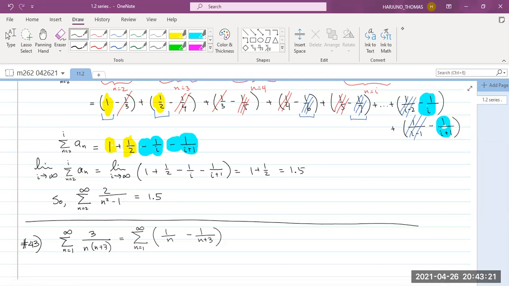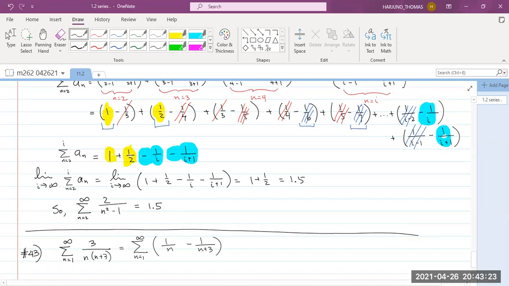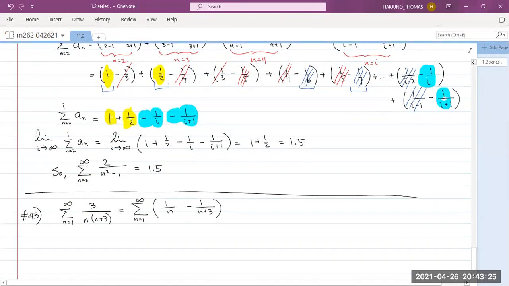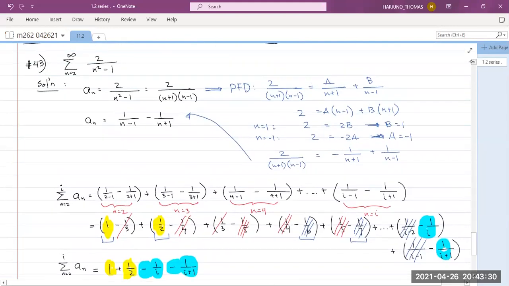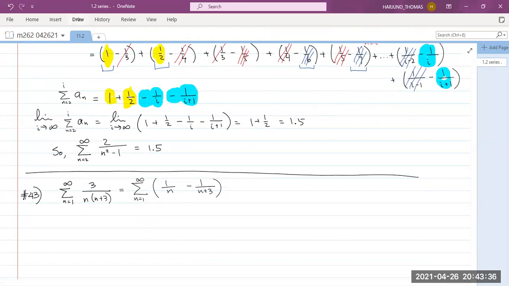Which number was the last problem? Number 41. Last one is number 41. That's number 43. So this should be number 45. Thank you. Yeah, this is number 45. Thank you.